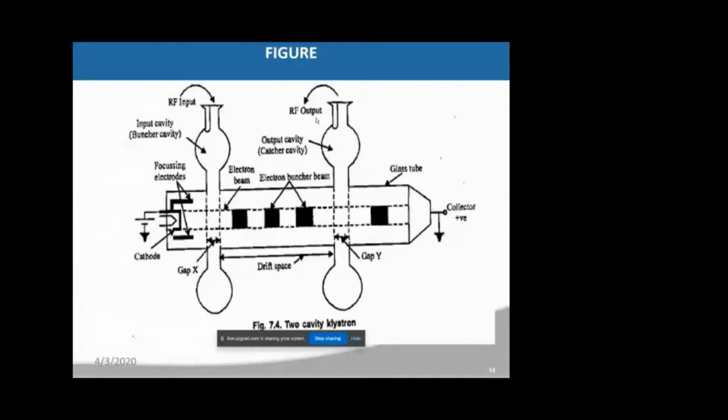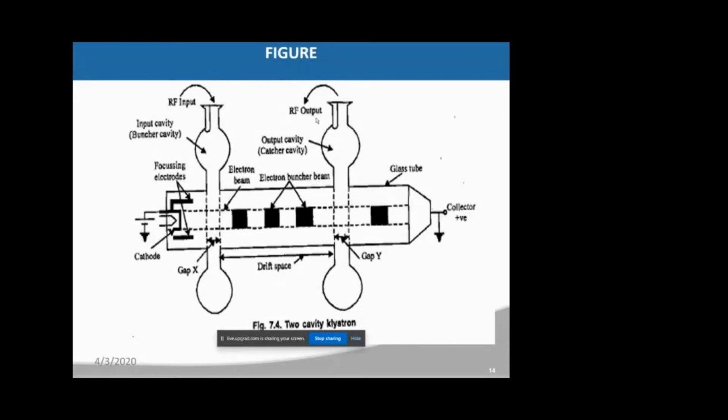In the absence of any RF input signal, the electrons coming from the cathode reach gap X, pass through the drift space, which is the space of interaction, go to gap Y, and are collected at the collector.